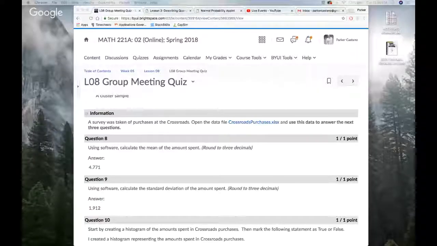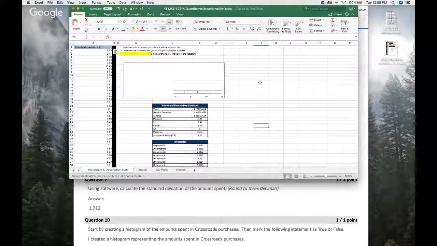Okay, so Crossroads purchases. Mine won't open. You want me to share my screen again? Yeah, if you would. I don't know why it won't open. So this is basically what we did in the 2nd or 3rd week of class. So we take all that data from.